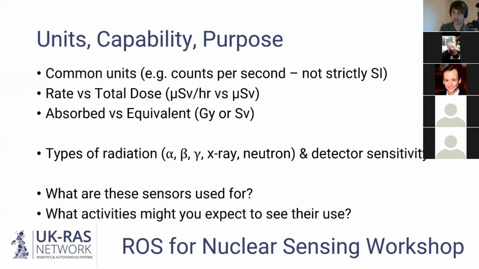And finally, what are these sensors being used for? I think this goes back to things like rate and total dose. Is it that we're going to look for a count rate, which is going to feed into a yes or no, and if it's yes, the arm goes one way, and if it's no, it goes the other? So try and think about what sort of data these systems actually need to get the job done, what activities you might expect to see them in, and what information you need to achieve that task.